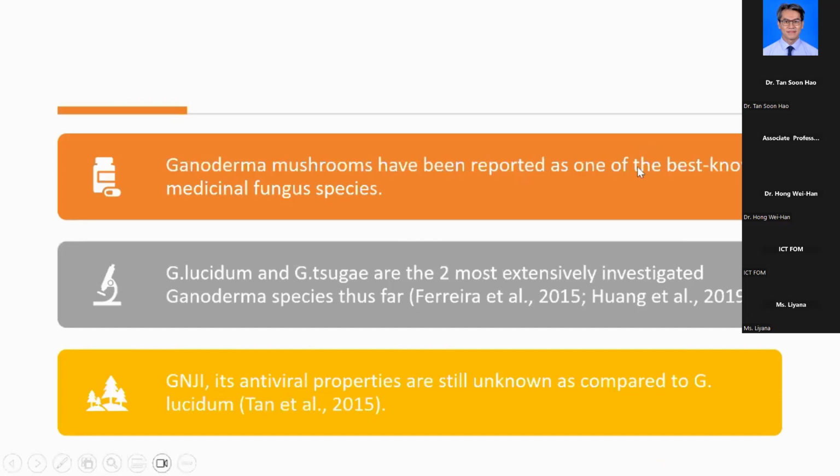And of course, I'm sure everyone knows about lingzhi. Lingzhi is also a Ganoderma mushroom. Ganoderma mushrooms have been reported as one of the best known medicinal fungal species, and Ganoderma lucidum is the most extensively investigated Ganoderma species so far. However, the antiviral property of this Ganoderma neojaponicum Imazeki is still unknown compared with other Ganoderma mushrooms. So that's why we are quite fortunate to have the opportunity to investigate its antiviral activities.